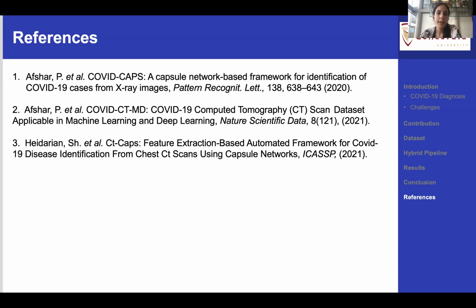The first reference here is our first study on COVID-19 diagnosis, which uses X-ray images and is published in Pattern Recognition Letters. The second reference is the COVID-CTMD dataset we used to elaborate on the framework we developed. This research is published in Nature Scientific Data. The third reference is the CT-CAPS model upon which our hybrid model was built.